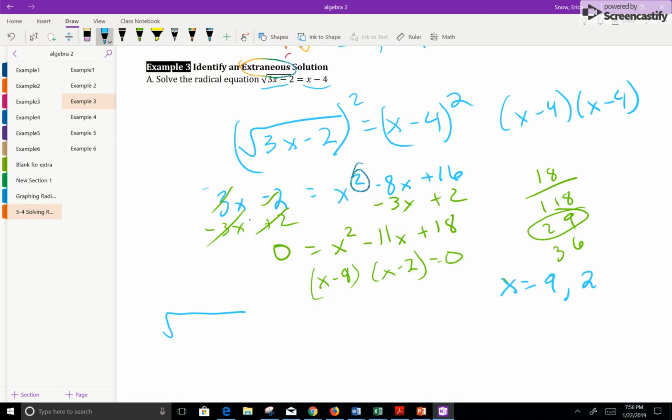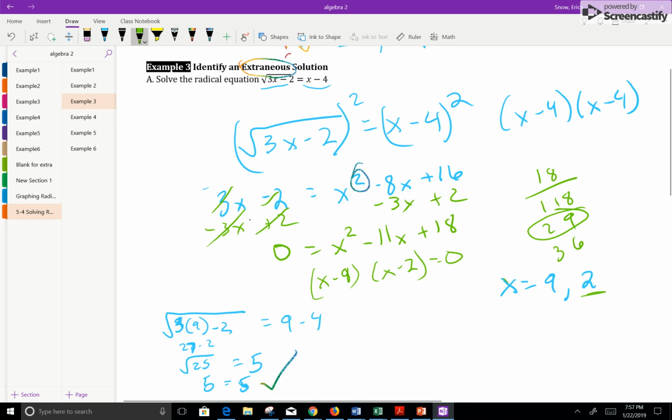So I'm going to plug them back in. So we get the square root of 3 times 9 minus 2 equals 9 minus 4. So 3 times 9 is 27. 27 minus 2 is 25. So we have the square root of 25 equals 5. And that is a true statement. So we're going to give it a big old check mark.